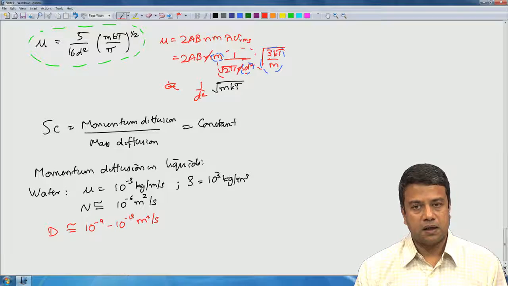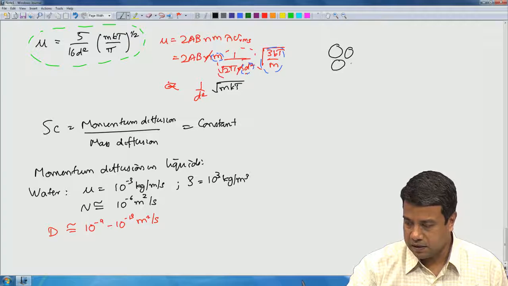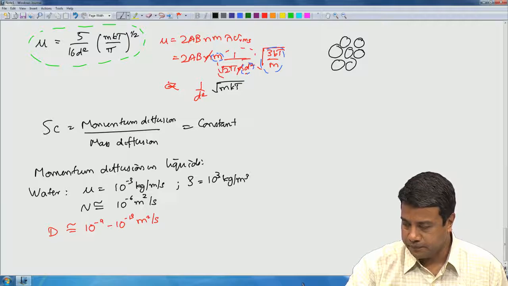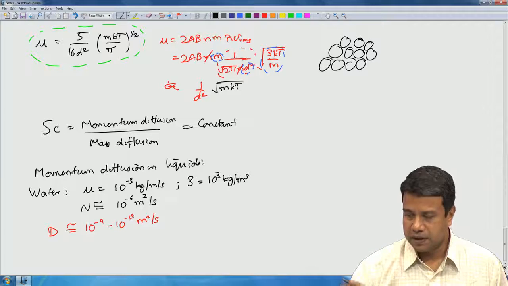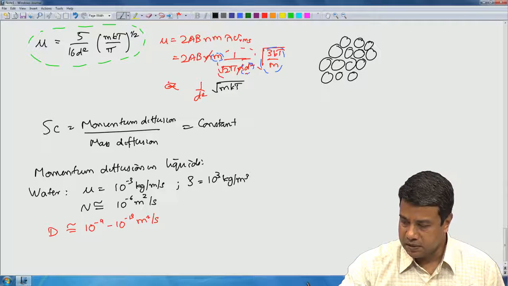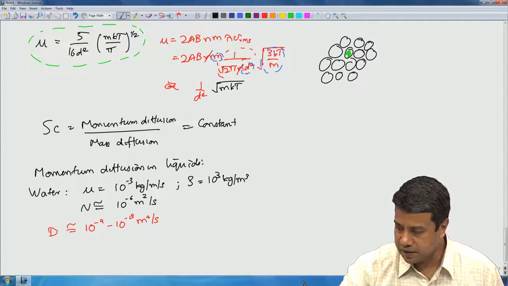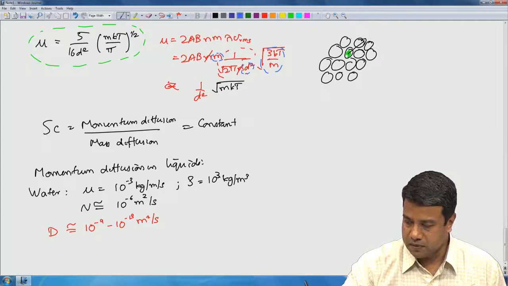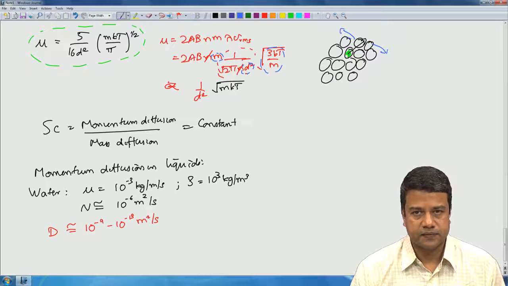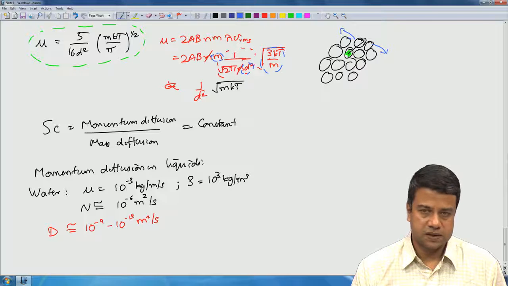And the reason for that is as follows. In a liquid all the molecules are densely packed. And as I had explained in my discussion on mass diffusion, the motion of any one molecule in any direction requires that other molecules nearby move cooperatively so that this molecule can move in any one direction. And for that reason, mass diffusion is a very slow process in liquids.